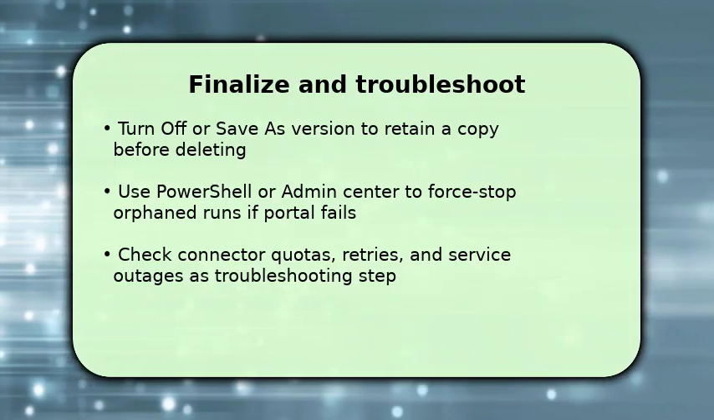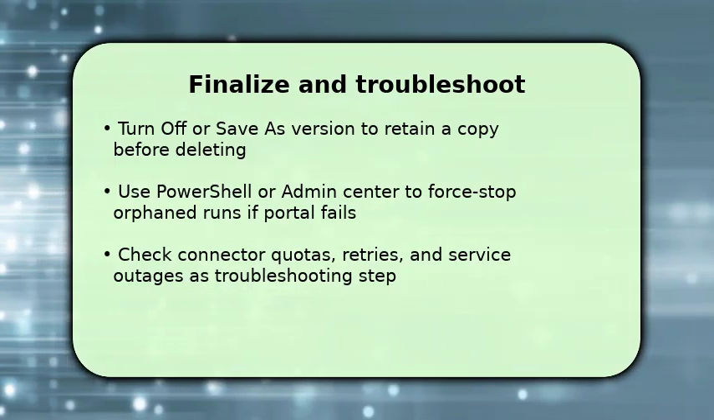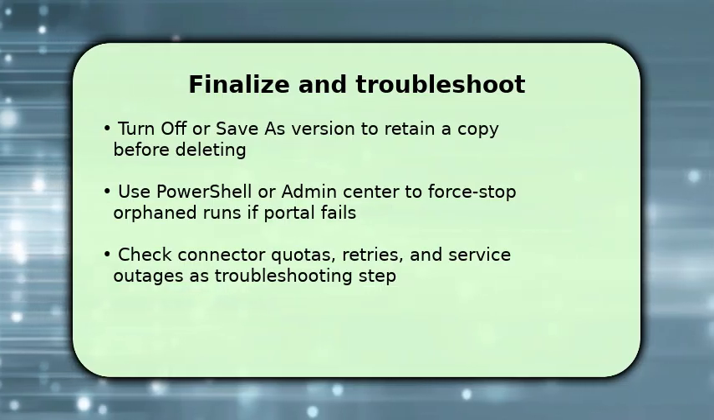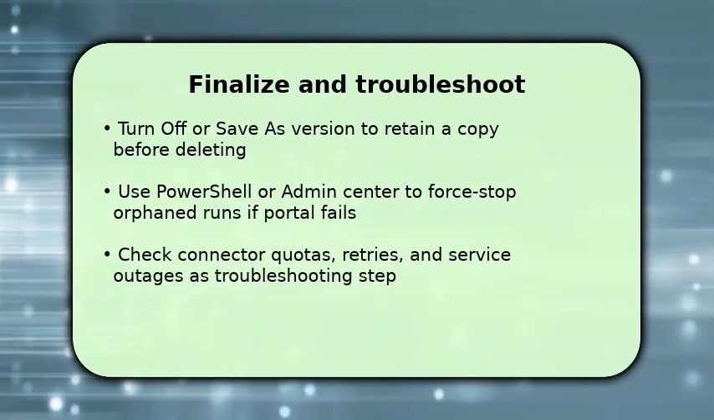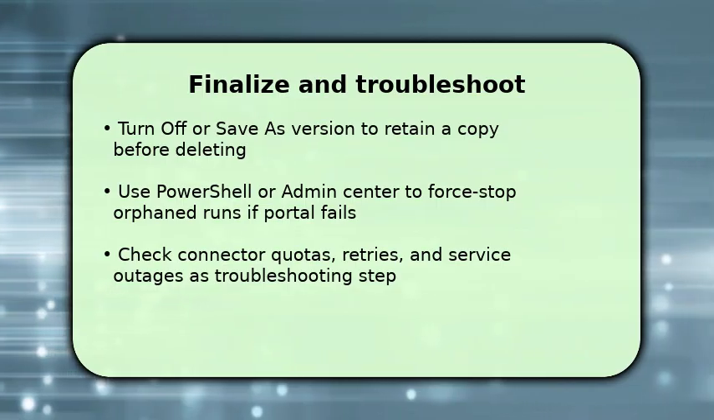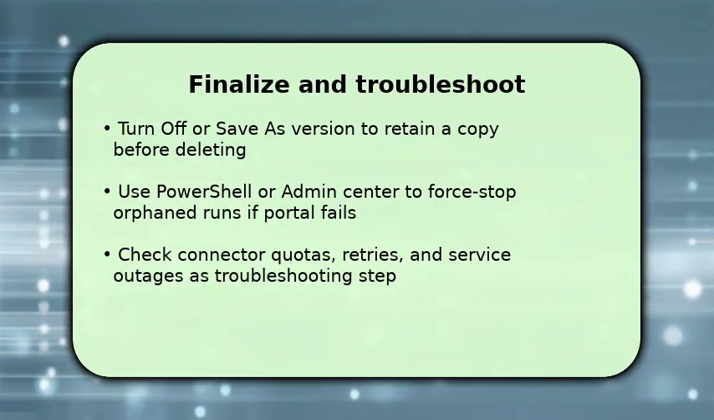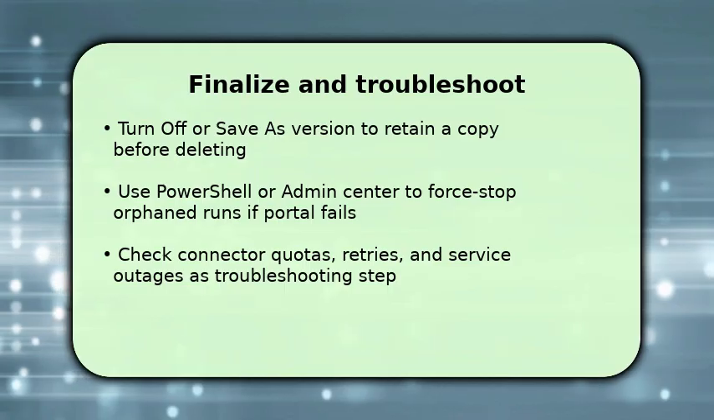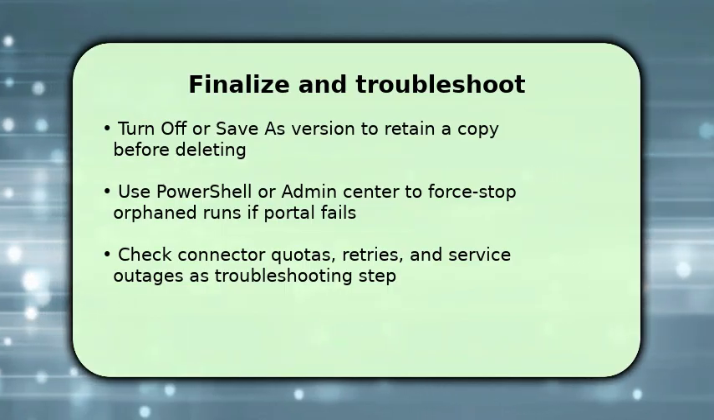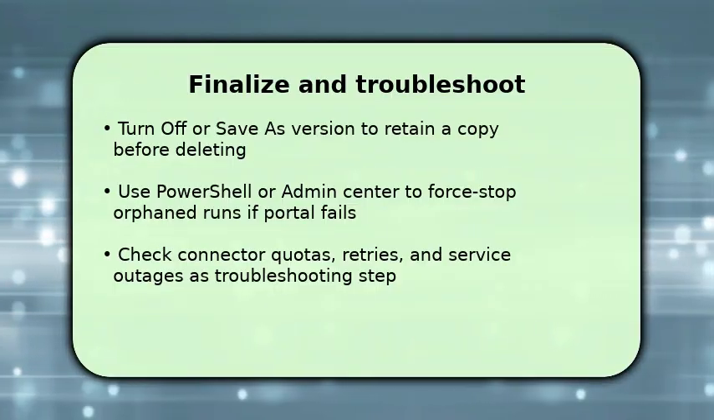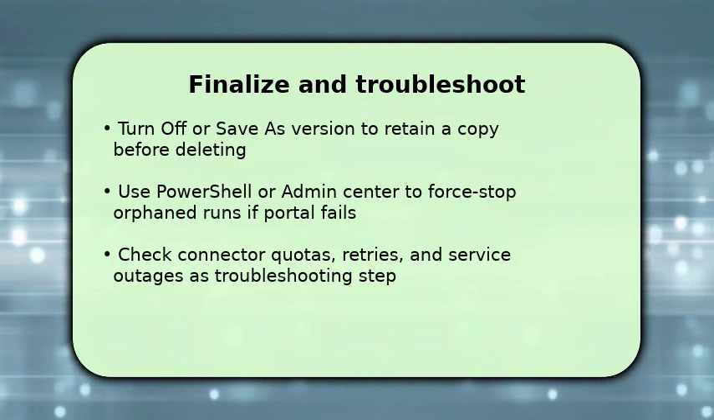If the portal won't cancel an orphaned or stuck run, use PowerShell cmdlets, Microsoft Power Platform PowerShell, or the Power Platform Admin Center to force stop it. Make sure to check connector retry policies, quotas, and service health if runs restart unexpectedly. If things go wrong, inspect run details for error codes and adjust trigger conditions before re-enabling the flow to avoid repeat runs.